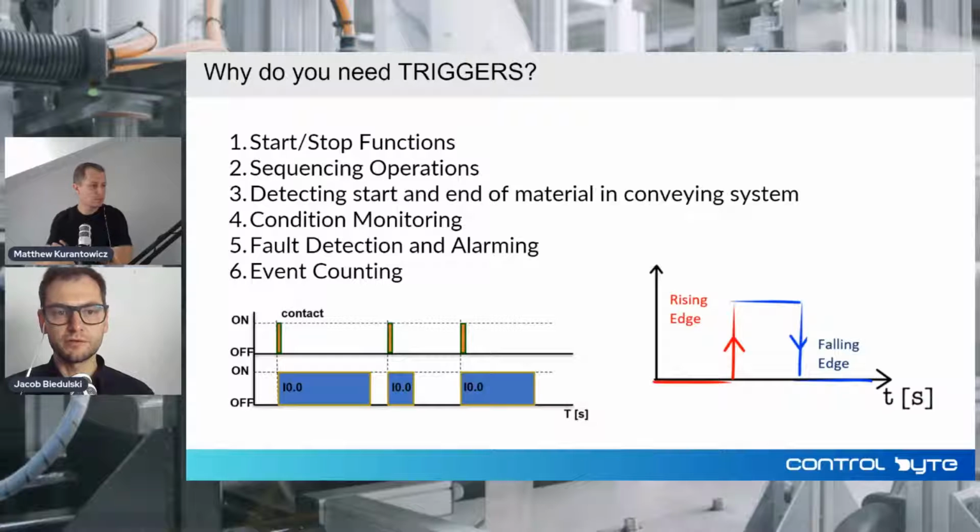The fourth and the fifth points are connected. Triggers are used in alarming systems. For example, if you have a temperature signal from the sensor, you can detect the over temperature alarm by using the trigger connected to the comparator instruction.